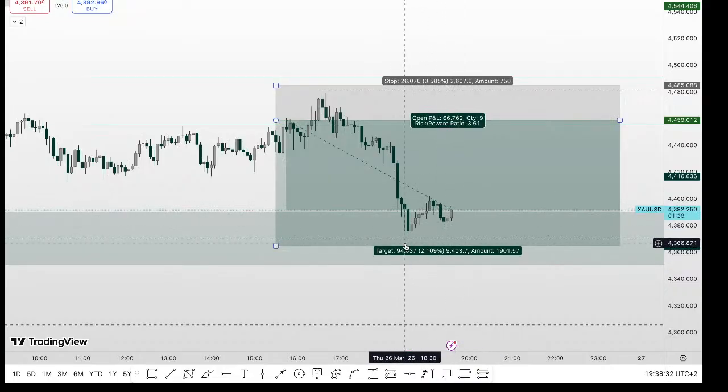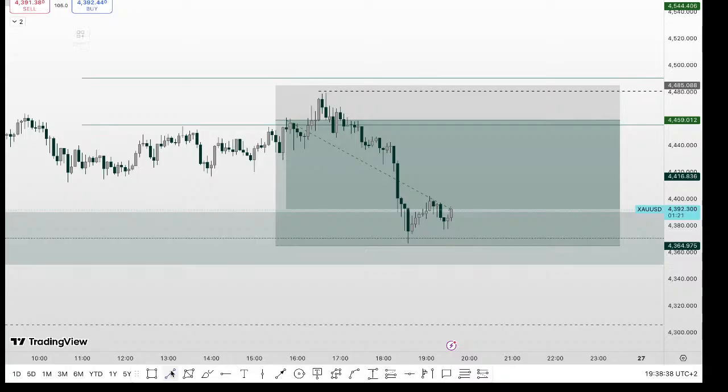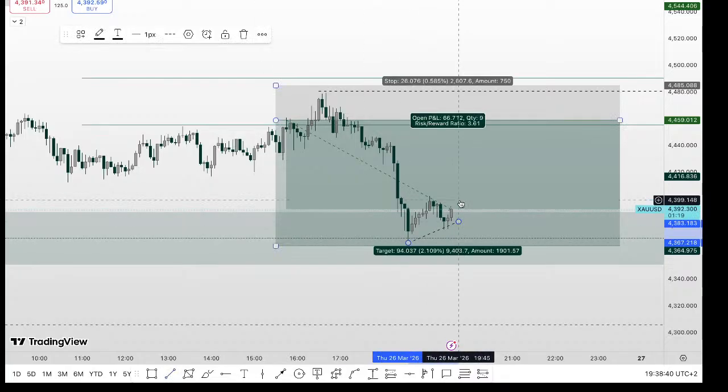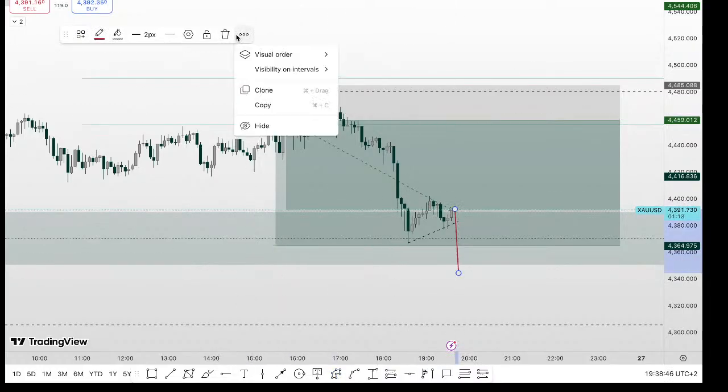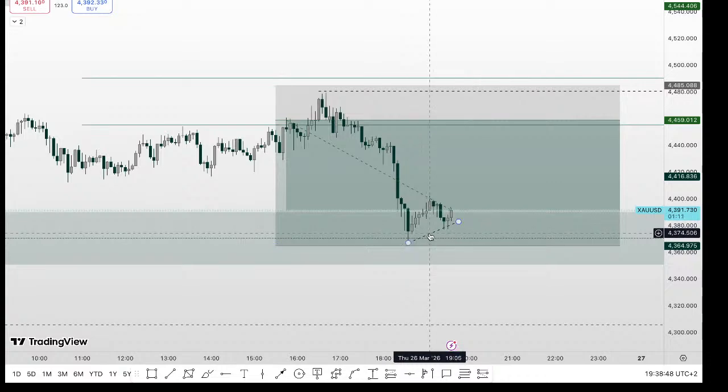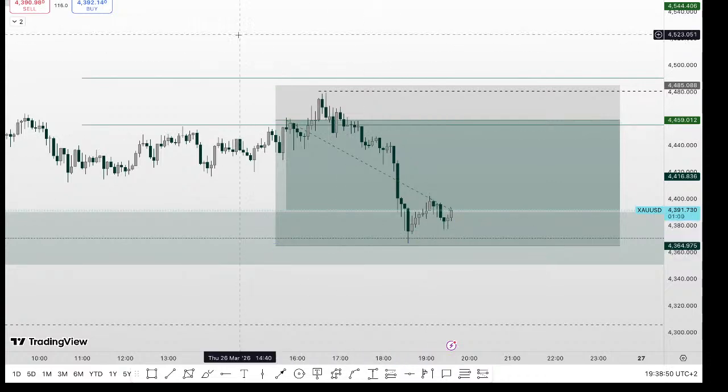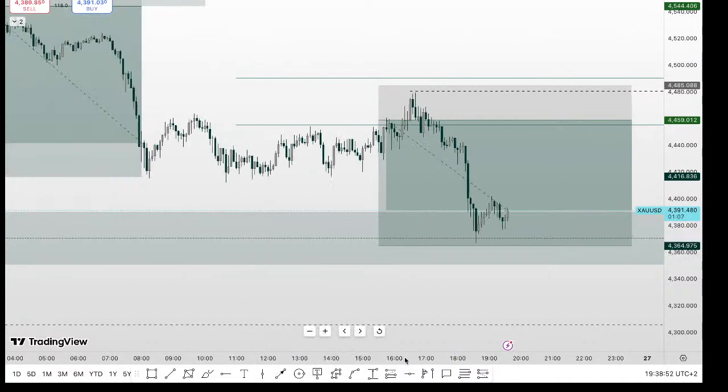It's probably just the market calling more buyers to come into the market so that they can liquidate them, right? So that they can take them out. That's why it's really important to just be patient and see how the market actually behaves.